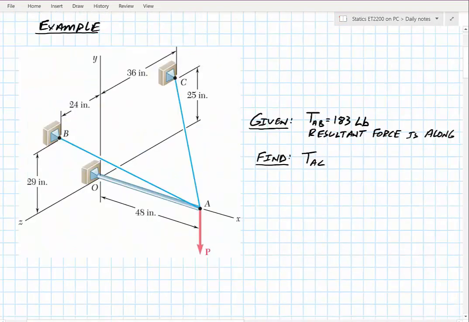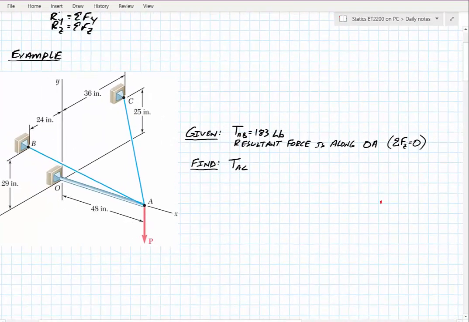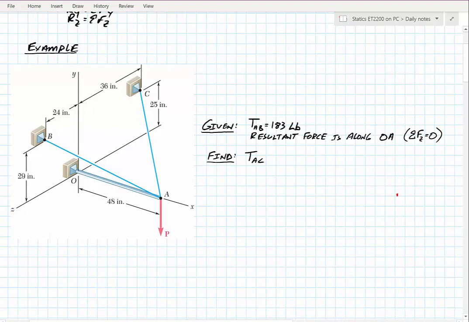In this example, we have this bar OA that's being supported by cables AB and AC, and we're given that the tension in cable AB is 183 pounds. We're also given that the resultant of the force is along the OA, along this bar that's sticking straight out. What that means is that the resultant force pulling it either left or right along the z-axis has to be equal to 0, or the sum of the forces in the z equals 0. We're asked to find the tension in cable AC.